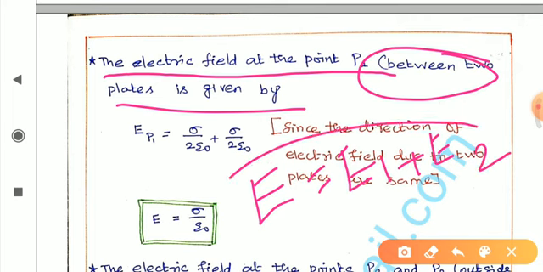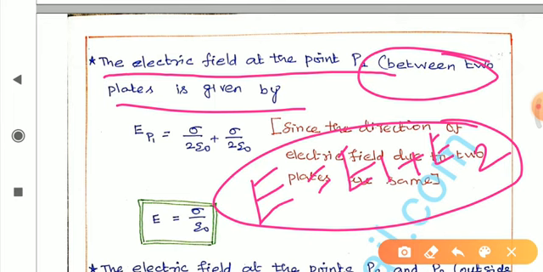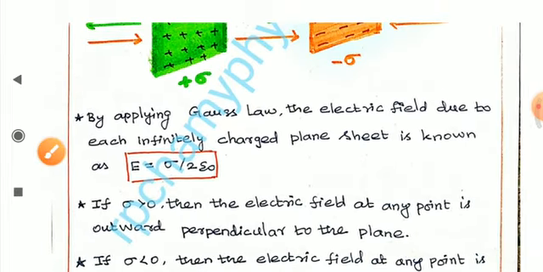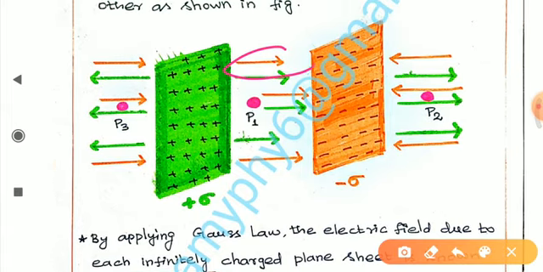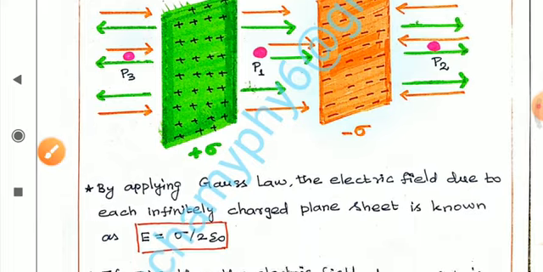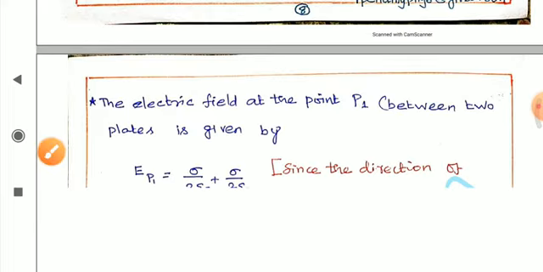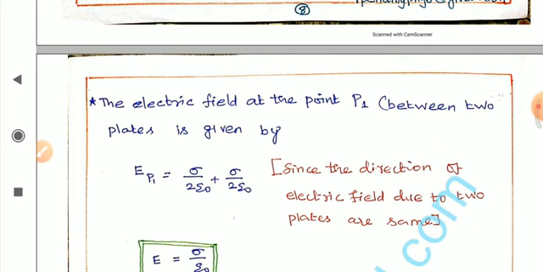Because the direction of the electric field produced by both the plates is along the same direction, they get added up. If you have a doubt, we can go to the diagram. We can see that between the two plates, they are along the same direction. That's why we are adding the two electric fields E1 and E2. So that I wrote here.